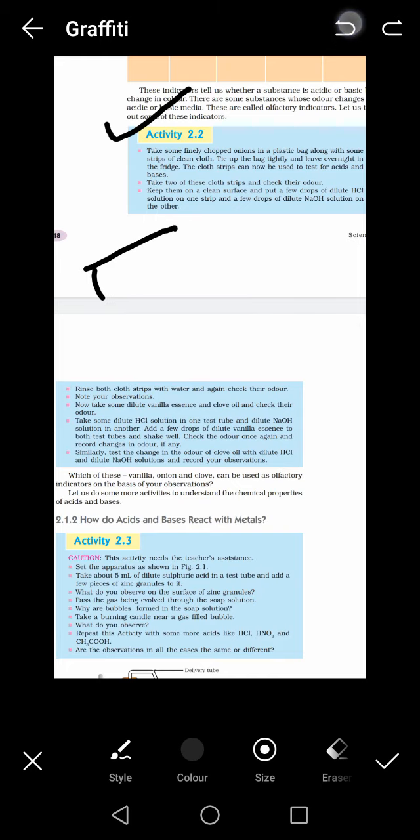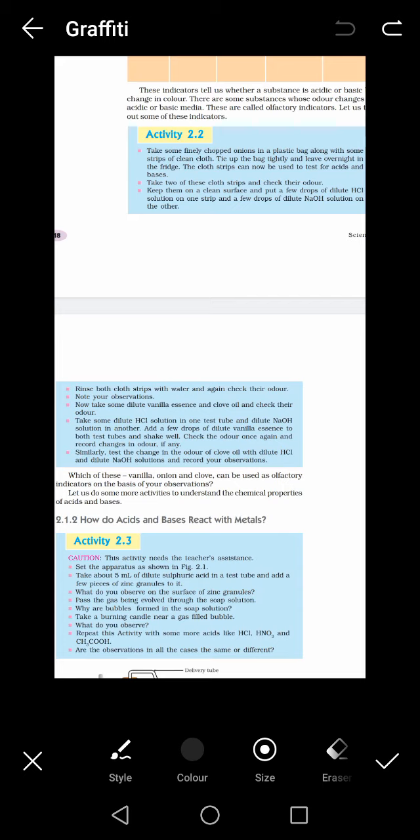Then what will we observe? We observe that in an acid solution the onion smell remains the same. On the second strip, the smell of onion vanishes. Okay, this is the observation.